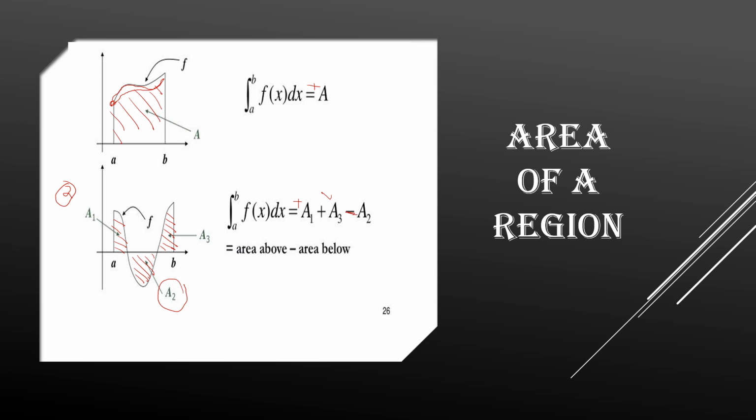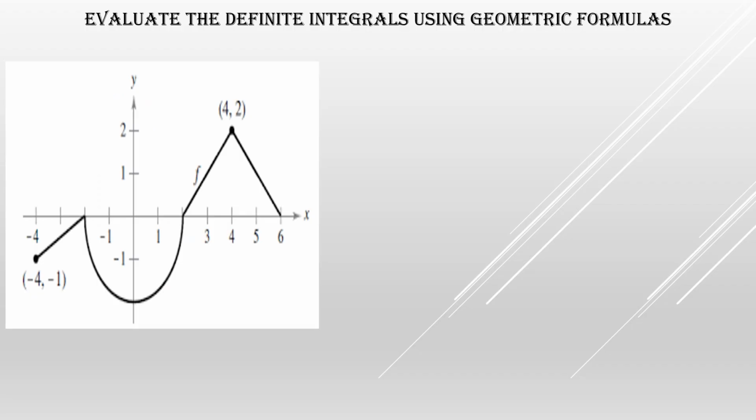You cannot take a negative radius or negative height, but in the end, when you calculate the area, just put a simple negative sign before your finding. Let's take an example of how to evaluate the definite integrals using the geometric formulas of the given figure.